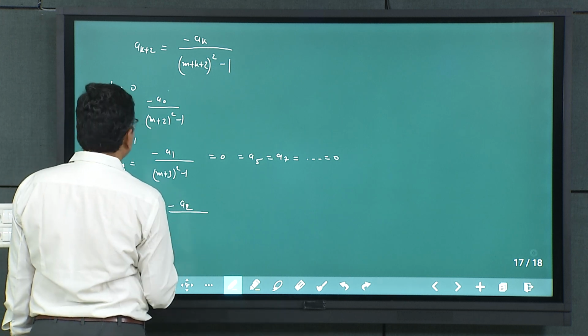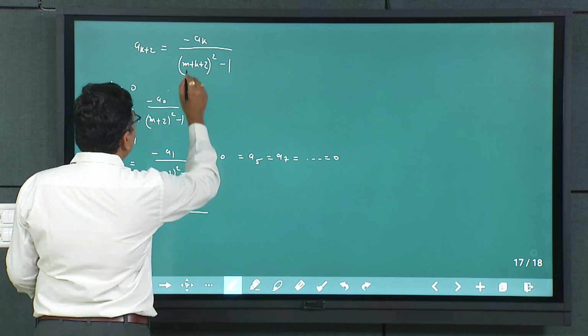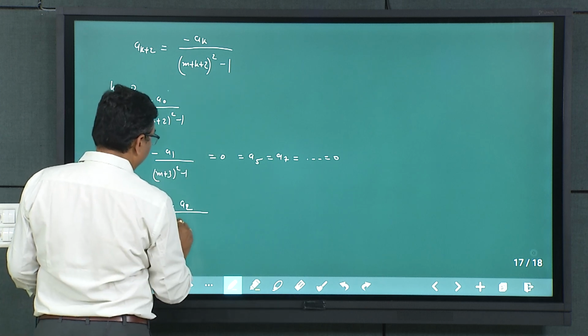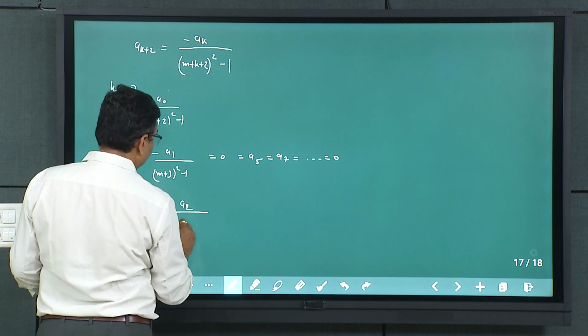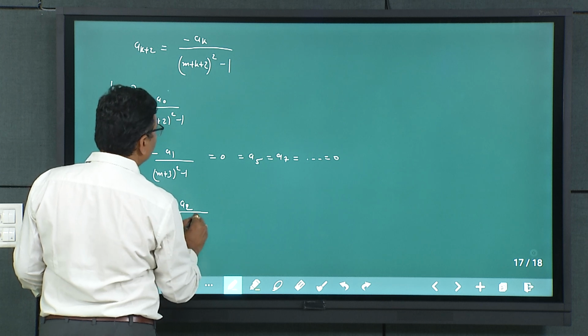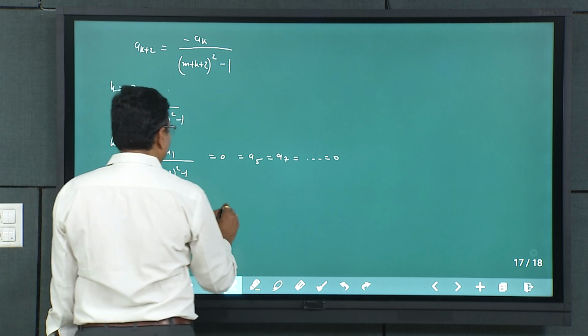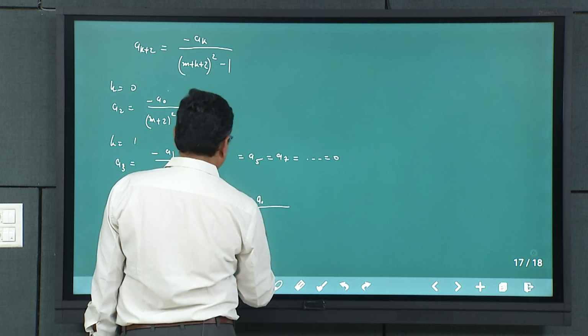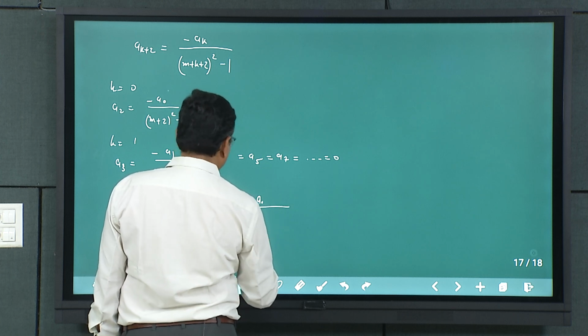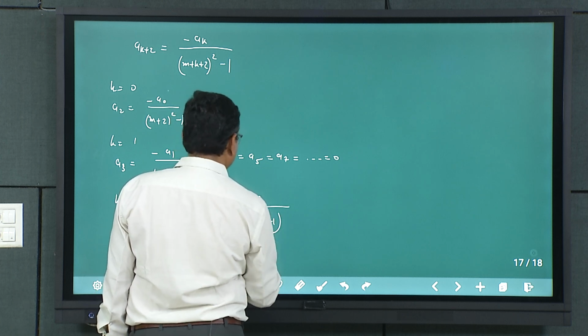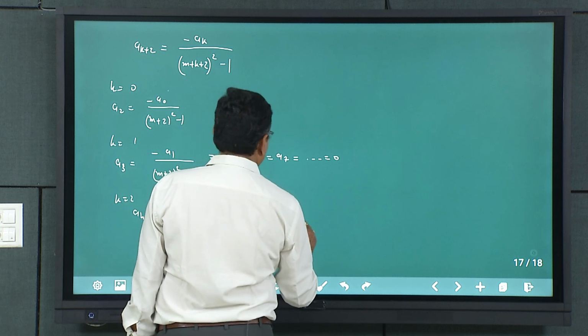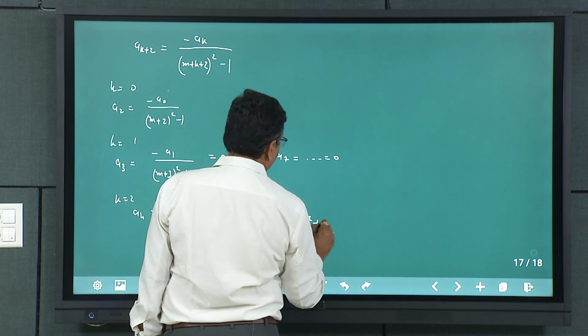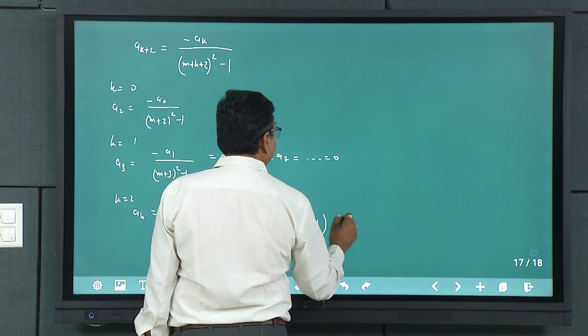Now take k is equal to 2, so my a4 is equal to minus a0, sorry, a2 upon k is equal to 2, so m plus 4 whole square minus 1. So this is equal to a0 upon m plus 4 whole square minus 1 into m plus 2 whole square minus 1, right, and so on.